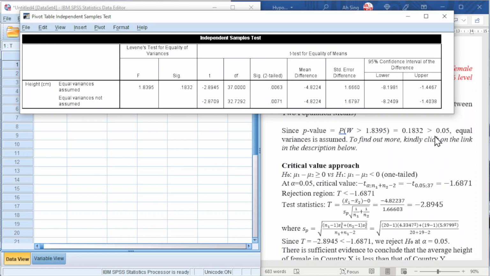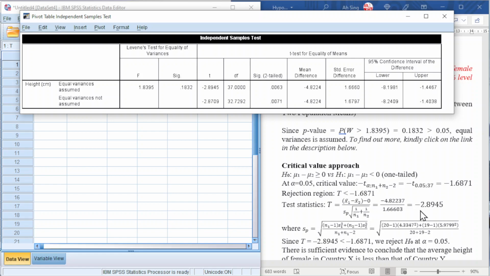For the test statistic, according to Levene's test for equality of variances, the p-value is greater than the 5% level of significance, which means that the assumption of equal variances is not rejected. So when we conduct the t-test for equality of means, we should refer to the statistics under equal variances assumed. We should take this test statistic instead of the one for equal variances not assumed, since the significance is greater than 0.05 and we shouldn't reject this assumption.